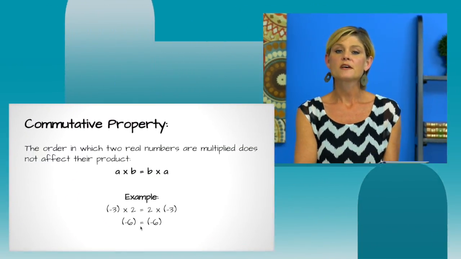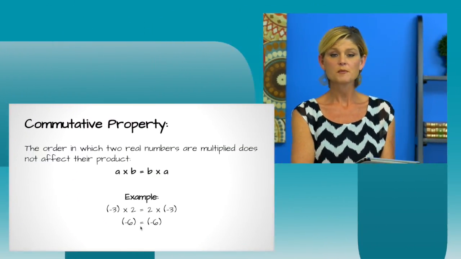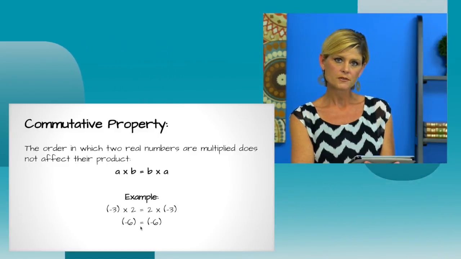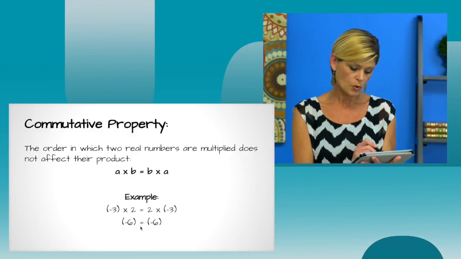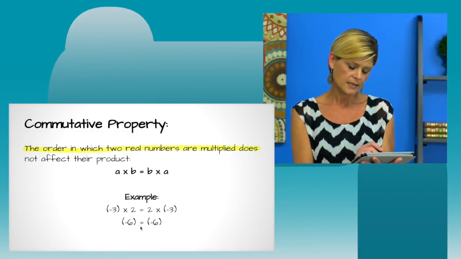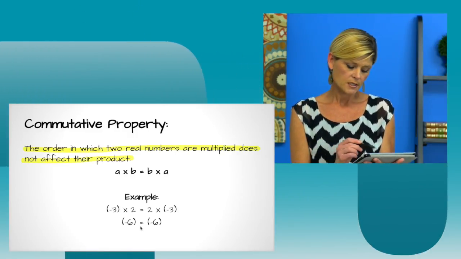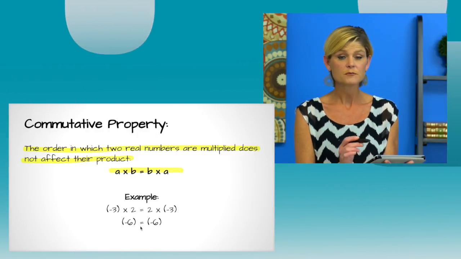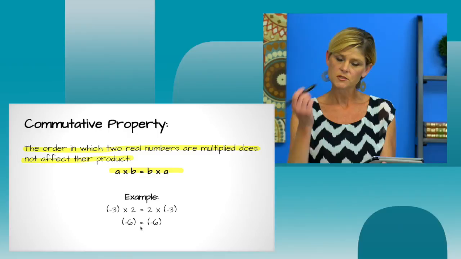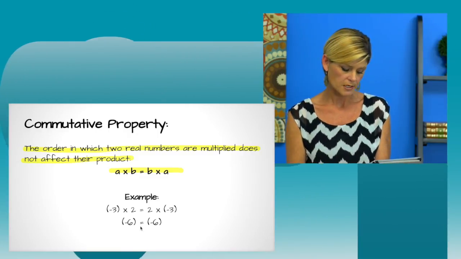Okay, so the first property that I want to discuss, and we've talked about this on a couple of occasions, is the commutative property. The commutative property tells us the order in which two real numbers are multiplied does not affect their product. So essentially, A times B equals B times A. We can switch the order and we'll have the same product.